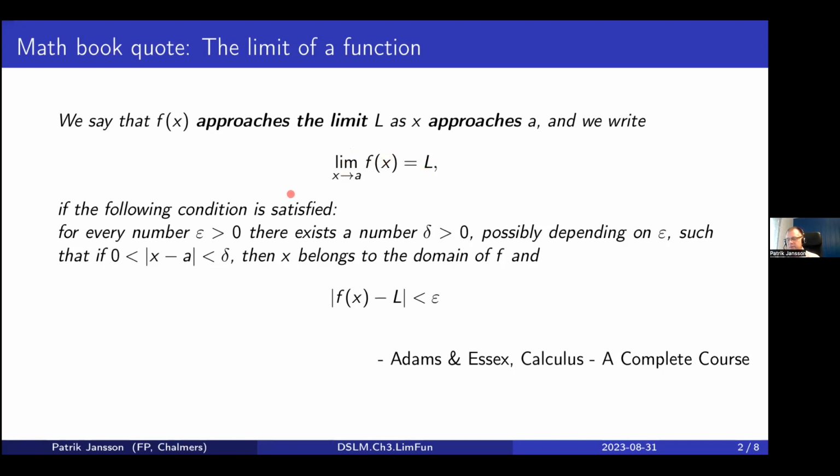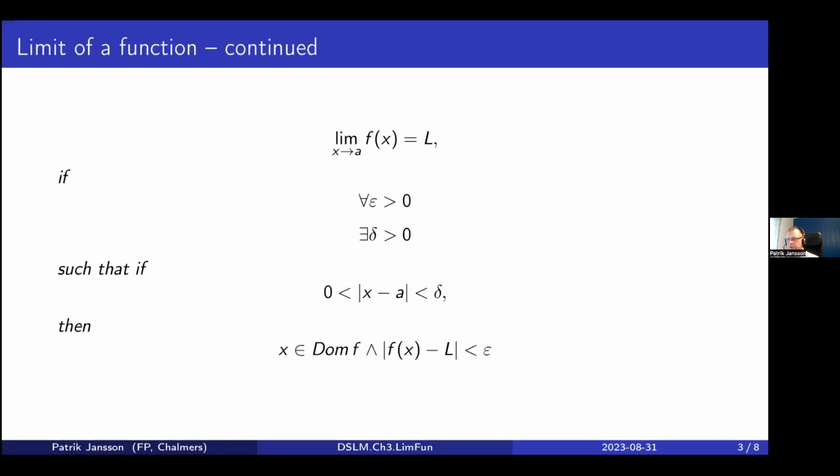And then it starts to write something in logic, but with text. So for every number epsilon greater than 0, there exists a number delta greater than 0, possibly depending on epsilon, such that blah, blah, blah, then x belongs to the domain of f and this condition should hold. And if you want to make sense of this, it's good to try to translate it to a more controlled language, not just flowing text. So if we take away most of the words and go towards using logic as the language, then this is what remains.